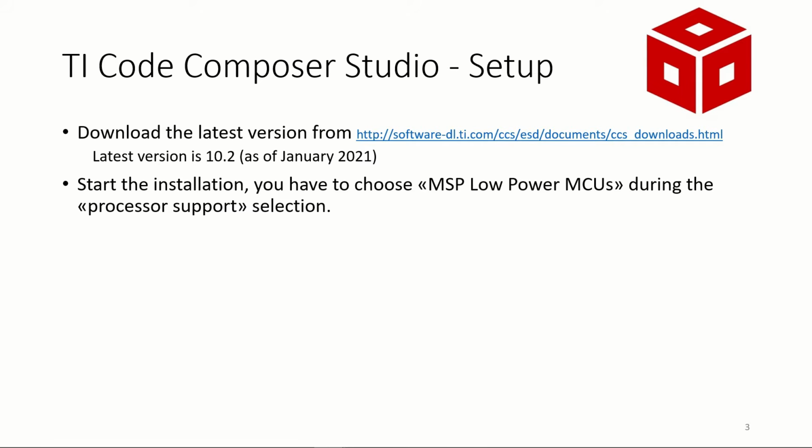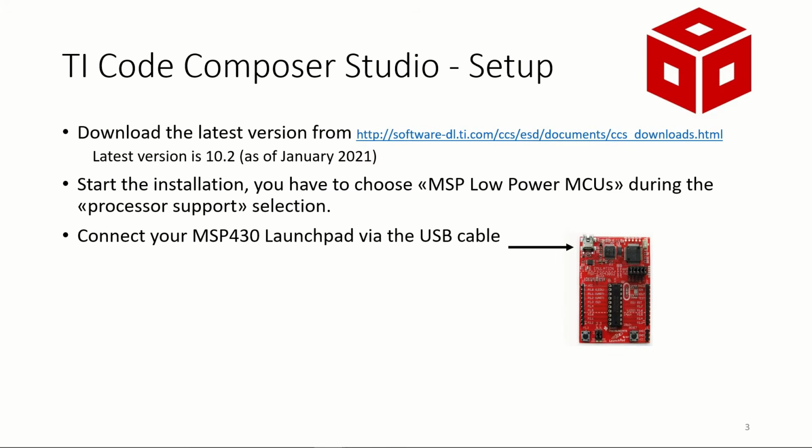After starting the installation, you have to choose MSP low power MCUs during the processor support selection, because we will be working with the MSP430 Launchpad. After that, you can connect your MSP430 Launchpad via the USB cable, and you're ready to go. You can start CCS.